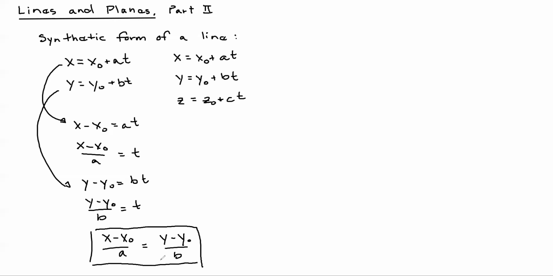It's used much more rarely than the parametric form, but it is something that you do encounter. As for the 3-dimensional version, again, solve for t in each one of these, set them equal, and you'll end up with x minus x naught over a equals y minus y naught over b equals z minus z naught over c.